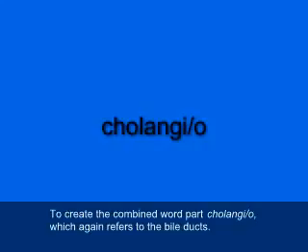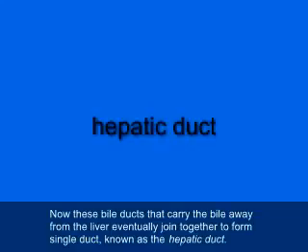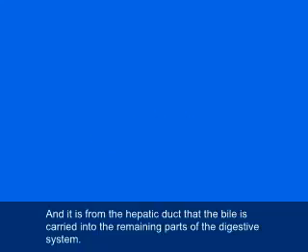Now, these bile ducts that carry the bile away from the liver eventually join together to form a single duct known as the hepatic duct, H-E-P-A-T-I-C, duct, D-U-C-T. And it's from the hepatic duct that the bile is carried into the remaining part of the digestive system.